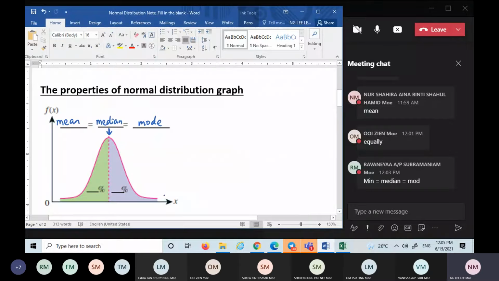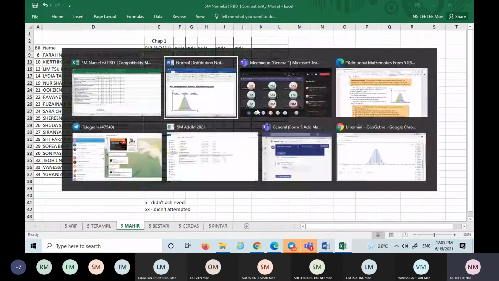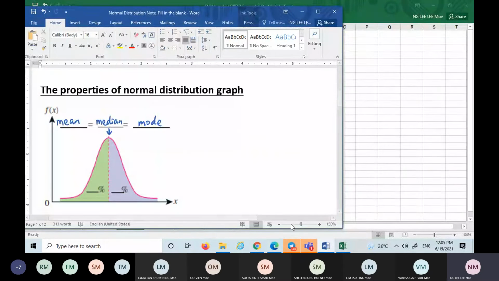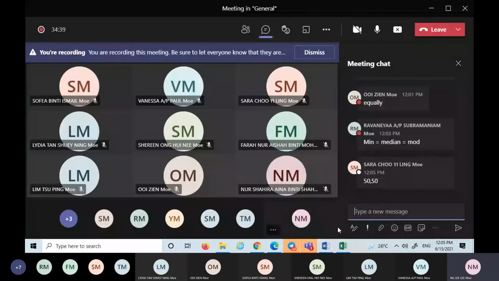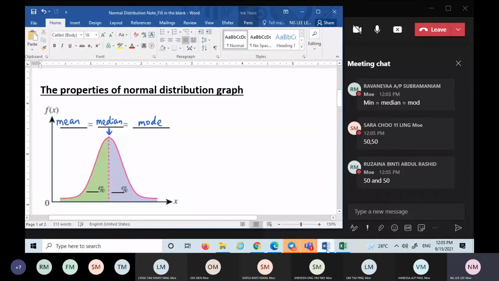Okay, next, what is this percent and what is this percent? It means the green color ones occupy how many percent, and the purple or gray color ones occupy how many percent? We go to the next girl. Ruzaina is not here. Okay, Sarah. Okay, 50 and 50. Thank you. Ruzaina is here. Okay, Ruzaina, sorry. Sarah answered first. Can you answer the next questions?